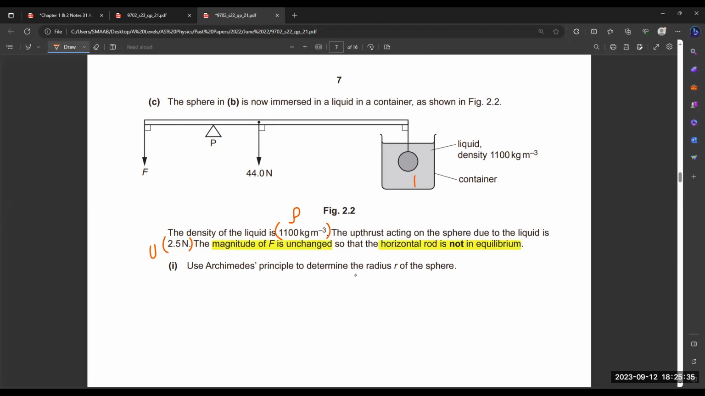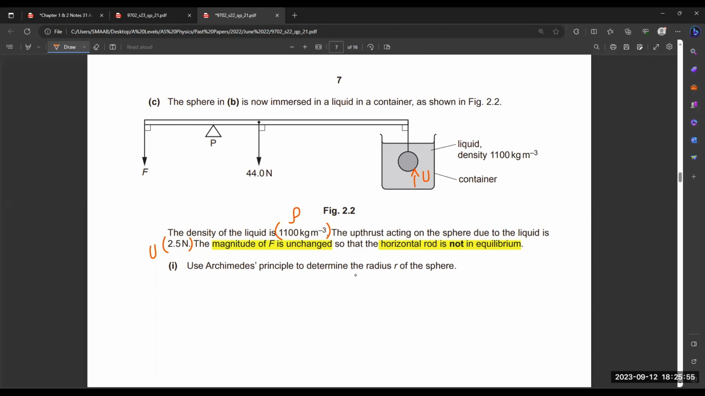And we know that upthrust will act in this direction, right? And one more thing, in this question there is a concept of moment included, because you can see there is a pivot point given over here. So we also have to use that concept. So there is a mixture of concepts.